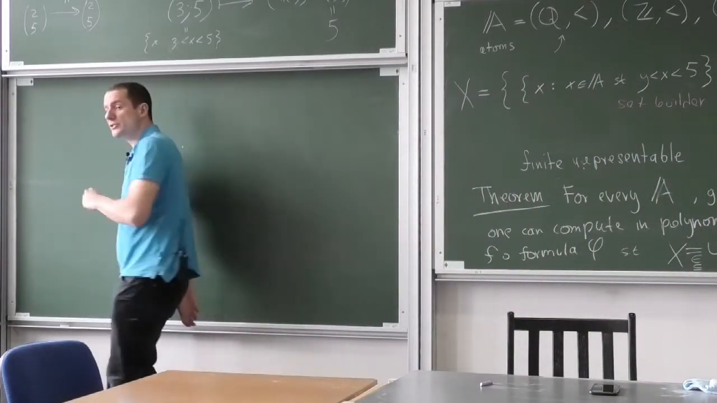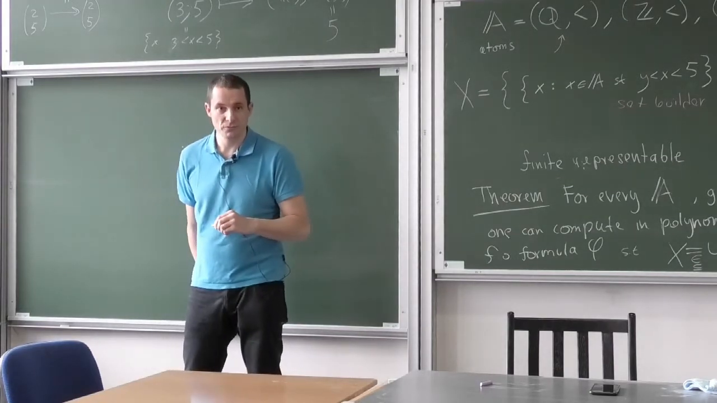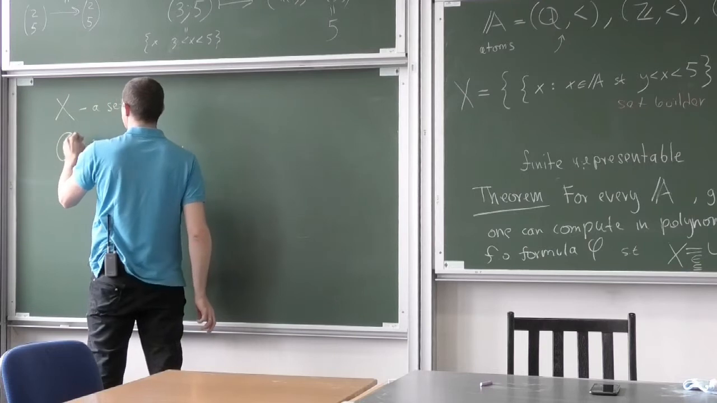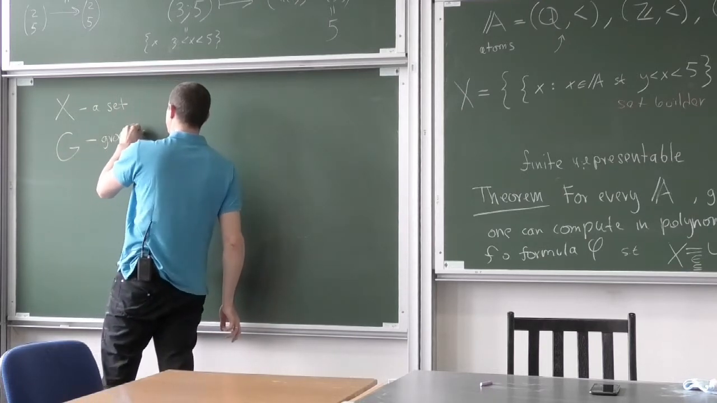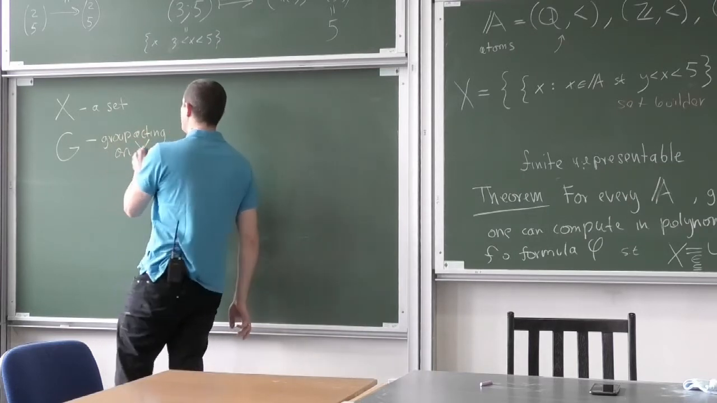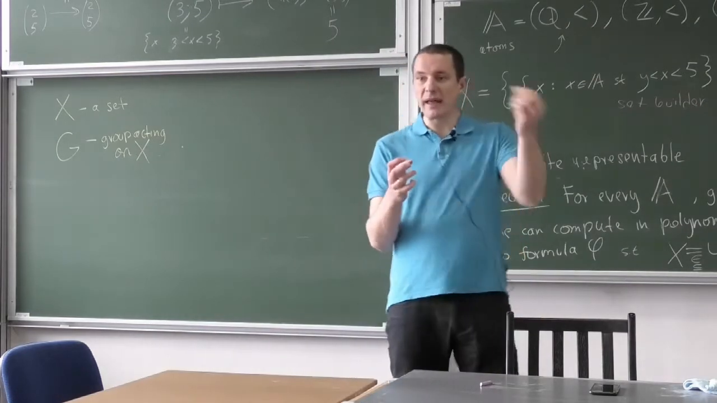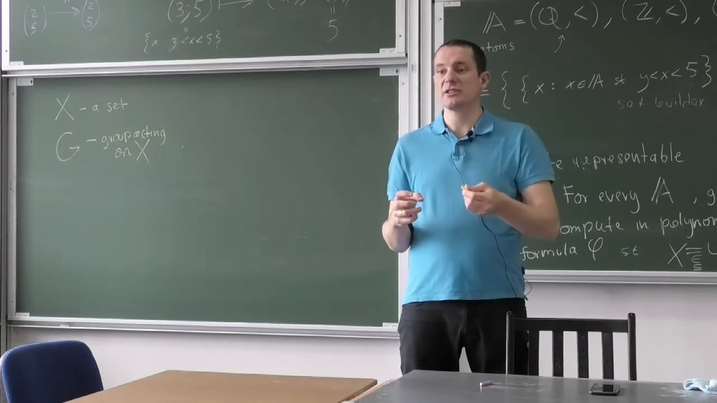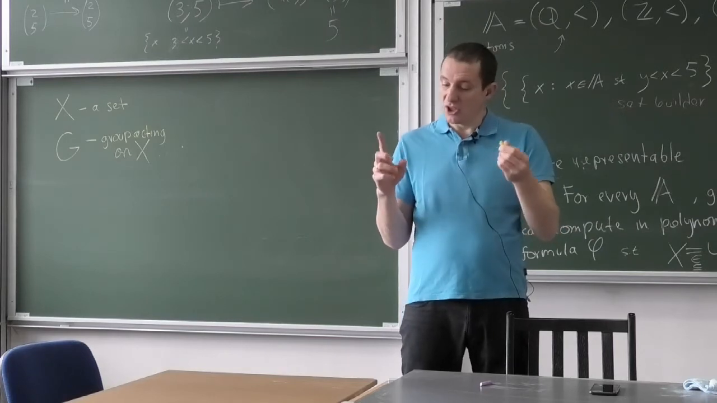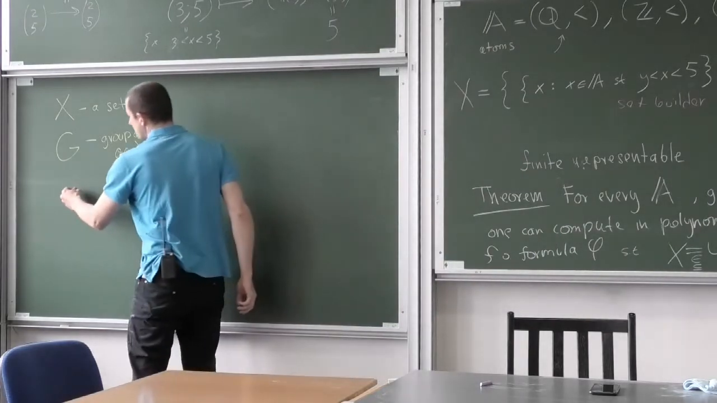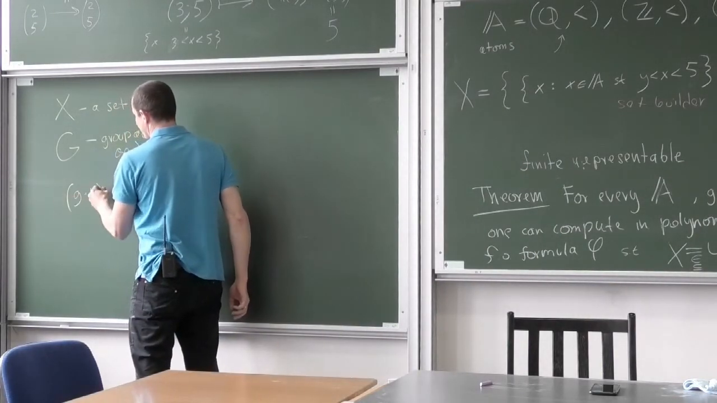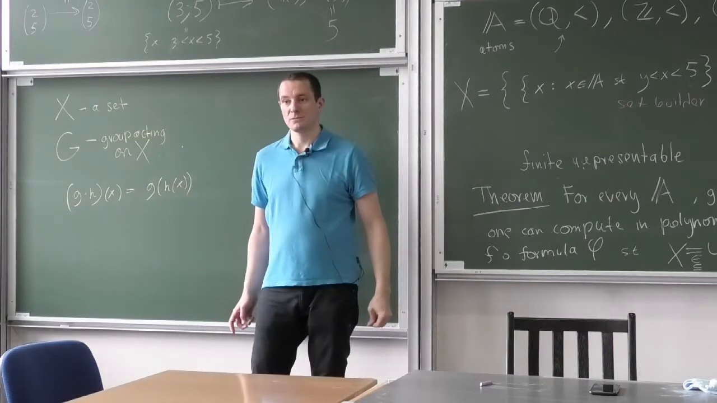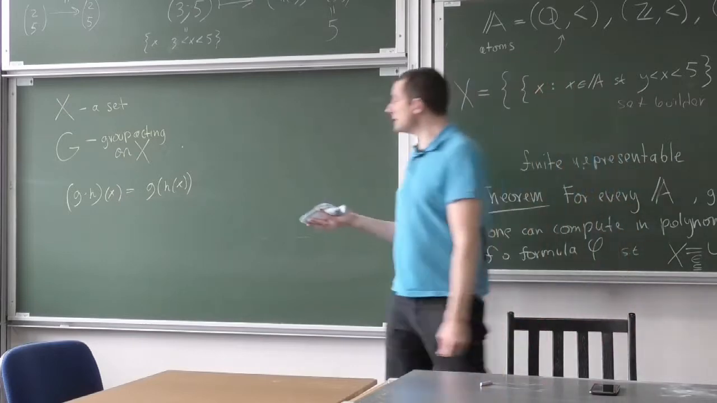It's as follows. To talk about supports, you only need a set with a group action. Okay? So suppose you have a set X and a group G acting on the set X. And if you remember, that means that you can view every element of the group as a transformation on the set X, subject to this axiom. So whenever you have this, it's meaningful to talk about supports.